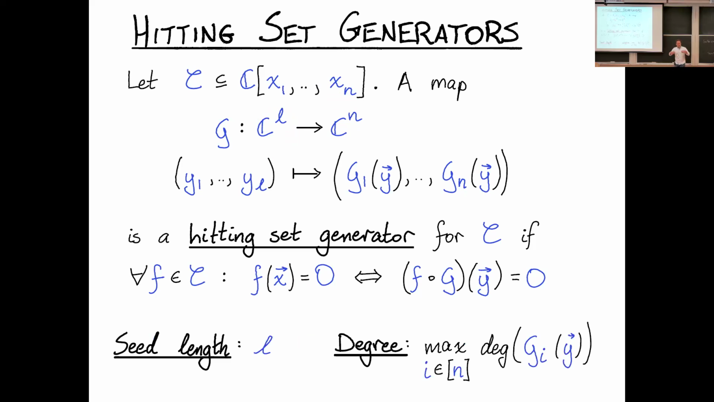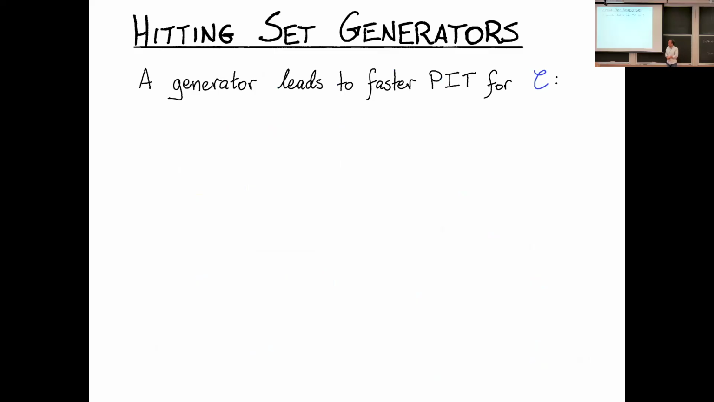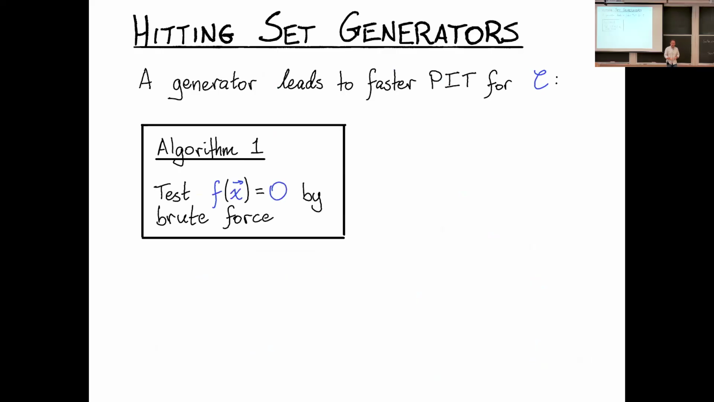Let me give you just a brief sketch of how you use these generators to design deterministic PIT algorithms. So if we have some class script C, some bounded complexity class of polynomials that we're interested in testing, and we have a generator, there are two obvious PIT algorithms we can run. One is just the trivial brute force algorithm, where you take your polynomial and evaluate it at many different points, enough points to correctly conclude whether or not this polynomial is 0. And the number of evaluations you need here is exponential. It's something like the degree of the polynomial raised to the number of variables.